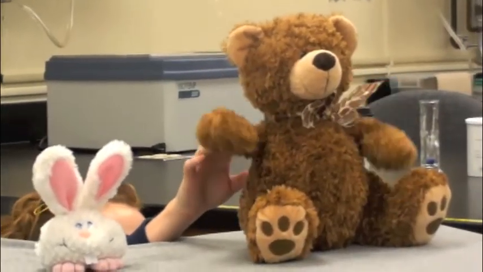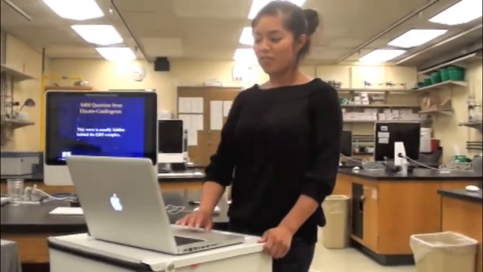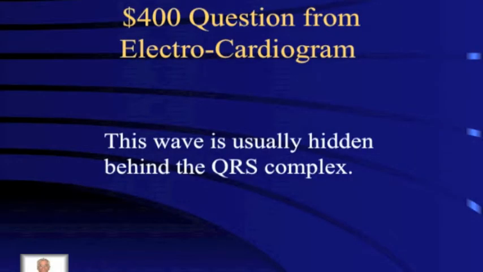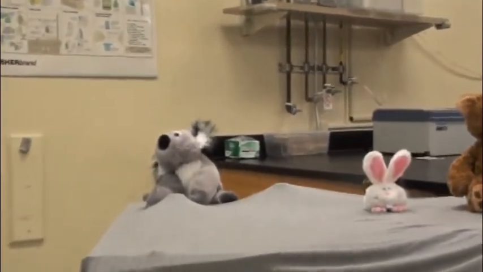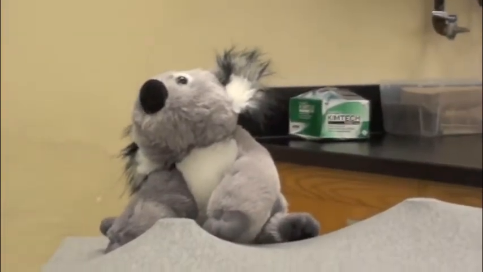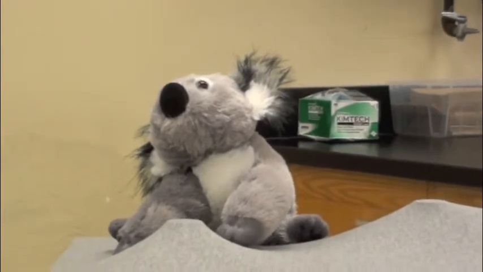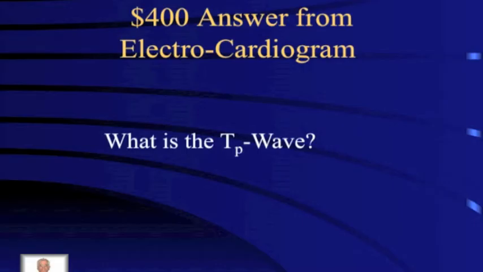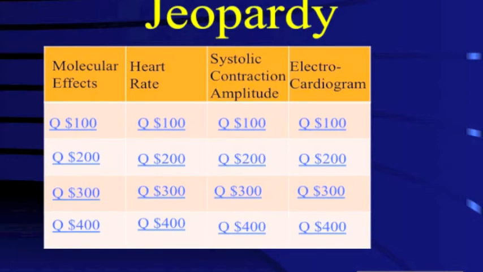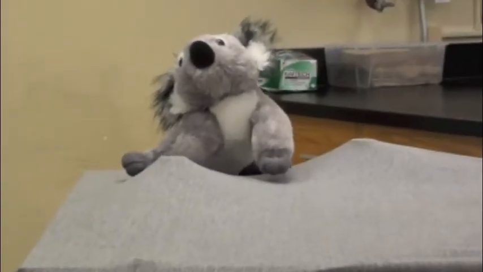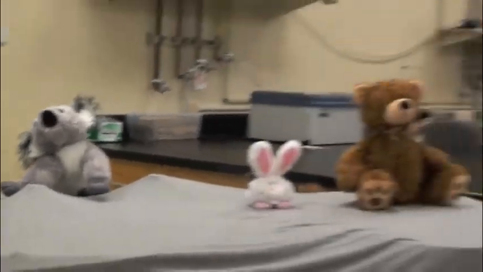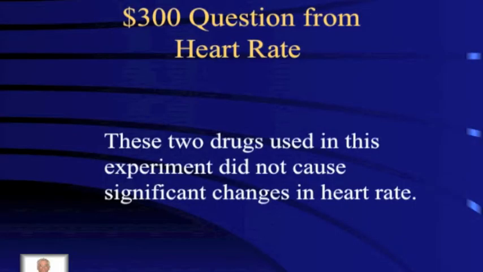Electrocardiogram for 400. This wave is usually hidden behind the QRS complex. Kooky Koala, what is the T sub P wave? Correct. Koala, what do you choose next? Heart rate for 300. The question is, these two drugs used in this experiment did not cause significant changes in the heart rate.